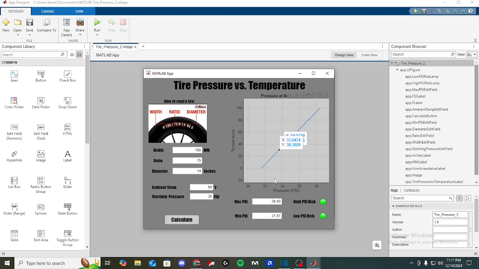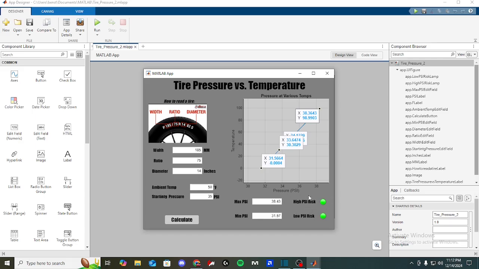This is just showing the relationship of pressure and temperature. But if we look down here, we have 2 outputs. We have our max pressure and our minimum pressure, our max being 38.4 psi and our minimum being 31.57. What this is basically saying is at 0 degrees Fahrenheit, it is going to sit at 31 psi, and at 100 degrees it's going to sit at 38 psi.